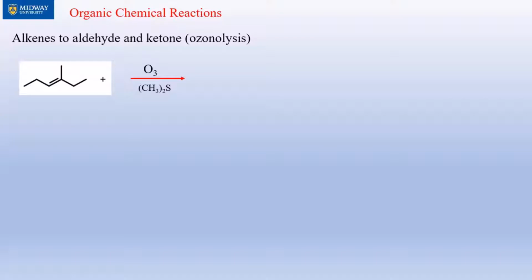And to do that, don't worry too much. I'll give you a random alkene, okay? And I give you this. This is ozone. If you ever wondered what ozone's formula is, well, now you know. This is ozone. This is dimethyl sulfide, also known as DMS.